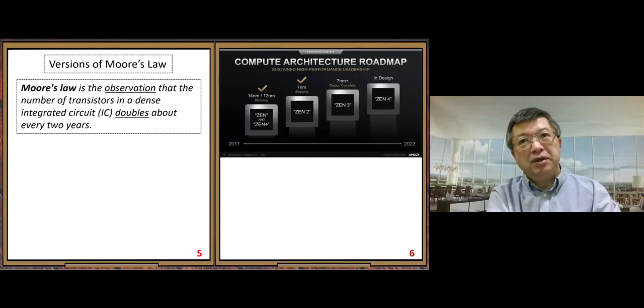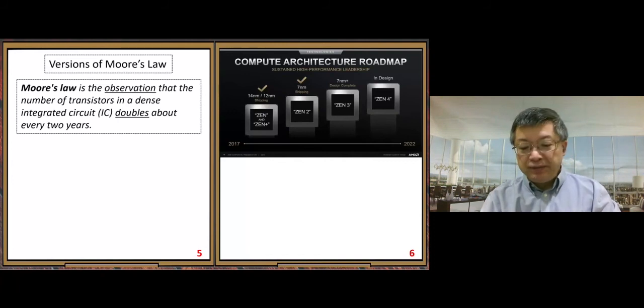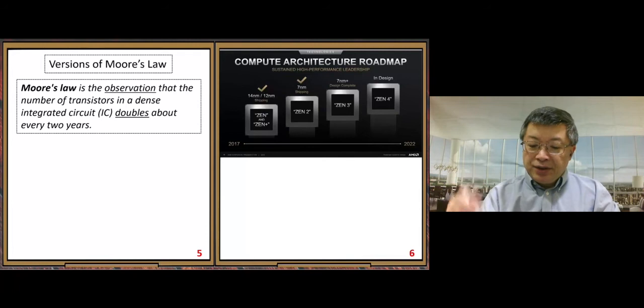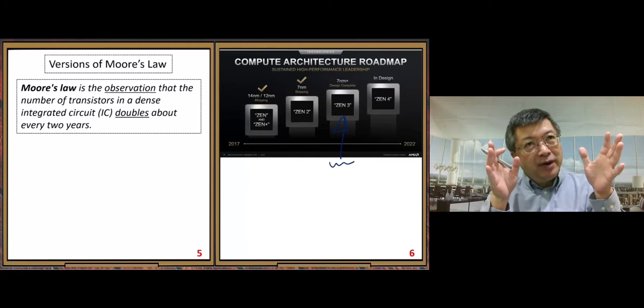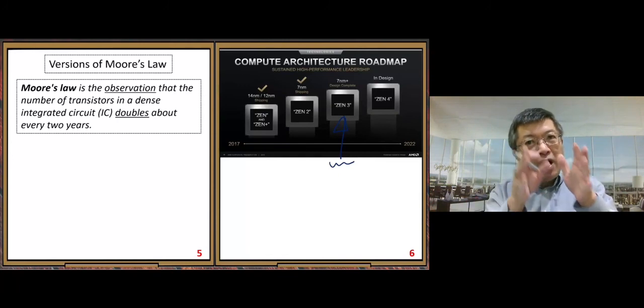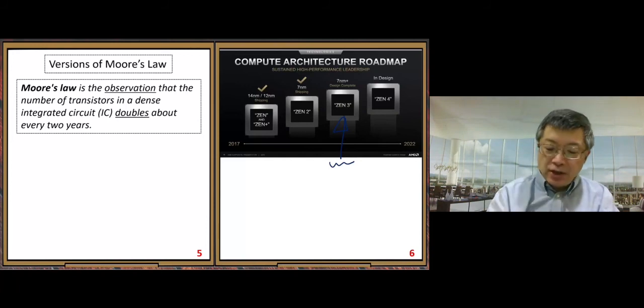Currently, they are developing microprocessors, Zen 2, Zen 3, Zen 4. Right now it's at Zen 3, this place. Here you can see the numbers 14 nm, 12 nm, 7 nm. That's the feature size. We call it feature size.